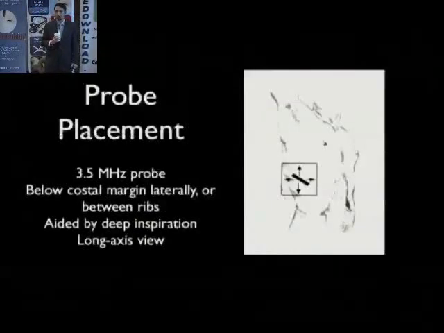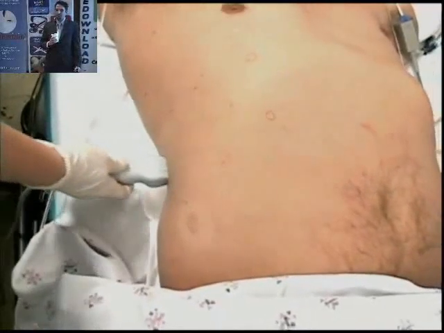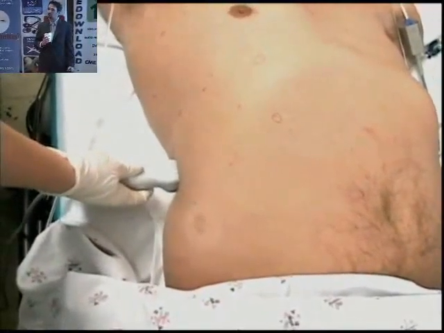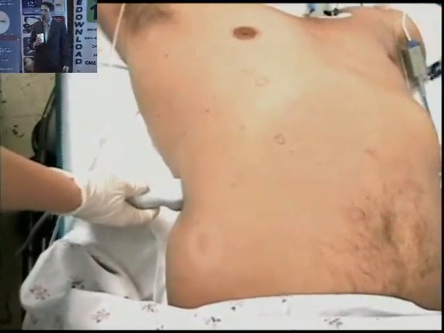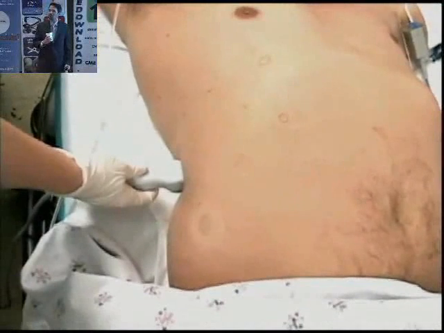We're going to place the probe in the intercostal space. We're going to try to sneak it between the ribs, or we might go below the ribs. Let's see some video of this. On the right side, it's relatively straightforward. You have the liver to help you take advantage of that nice acoustic window. It's relatively easy to find the right kidney.